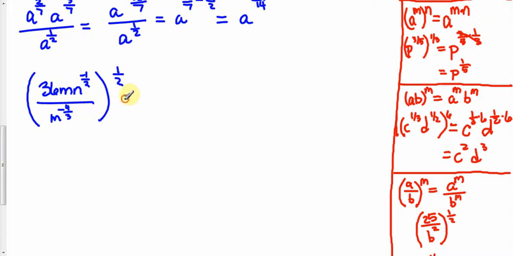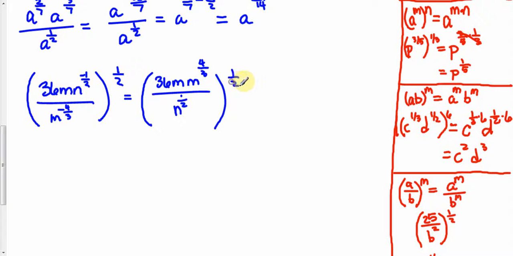So the first thing I'm going to do is get rid of these negative exponents. I'm going to move the n down and the m up. 36, that m is still there. This m to the negative 4/3 comes up and becomes positive 4/3, over, and the n to the 1/2 comes down. Notice it's positive 1/2 when you bring it down.